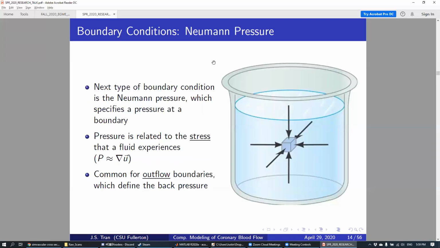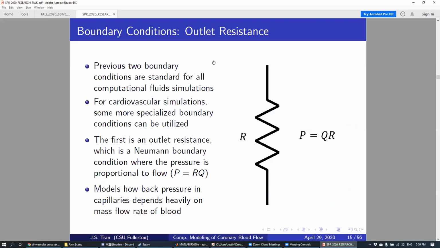These are often common for outflow boundary conditions, and the reason is that oftentimes when we run fluid mechanics, we have some measure of the pressure on the backside of our domain. Oftentimes the term for that is back pressure. And the natural way to apply that back pressure is as a Neumann boundary condition on our simulation. Those are the two most standard boundary conditions for fluid simulations.